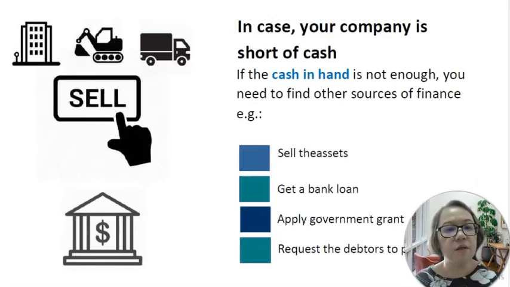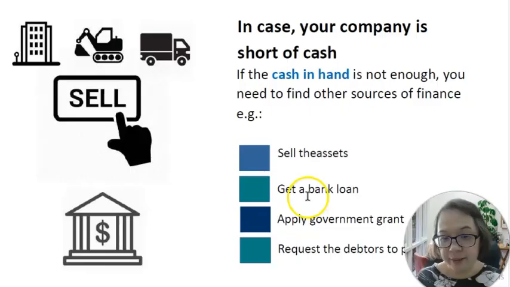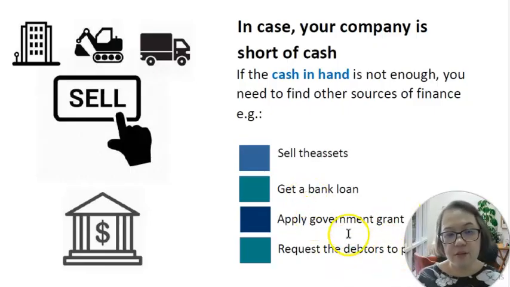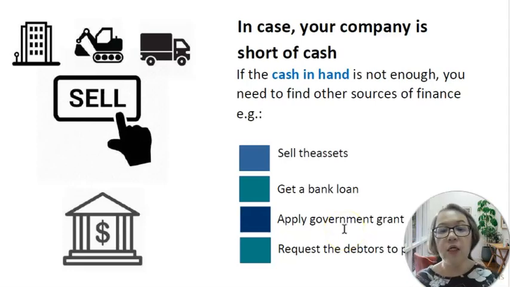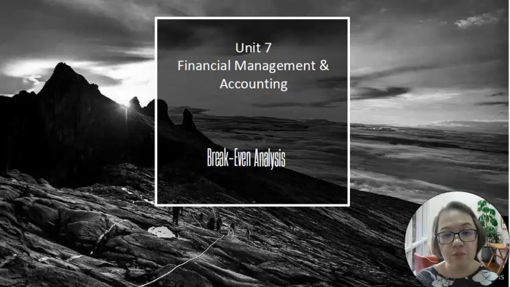Sometimes our company might be facing some shortage of cash, meaning that we do not have enough cash. So what can the company do to get more cash to do business? First, you might sell some of the assets, or you can borrow money from the bank, or apply for a government grant, or request the debtors, meaning those who owe you money, to pay you back. So these are some of the methods to get more money for business.